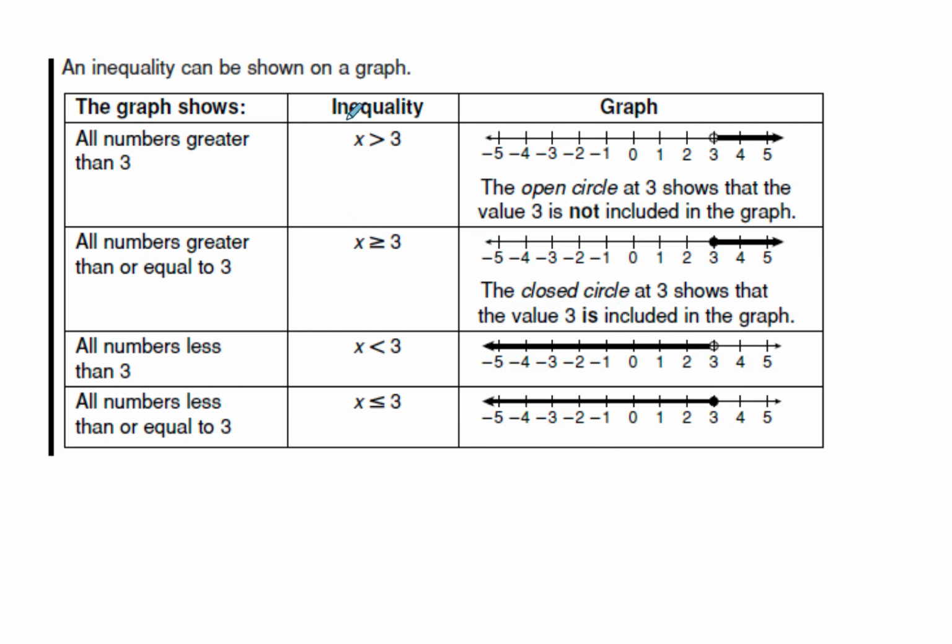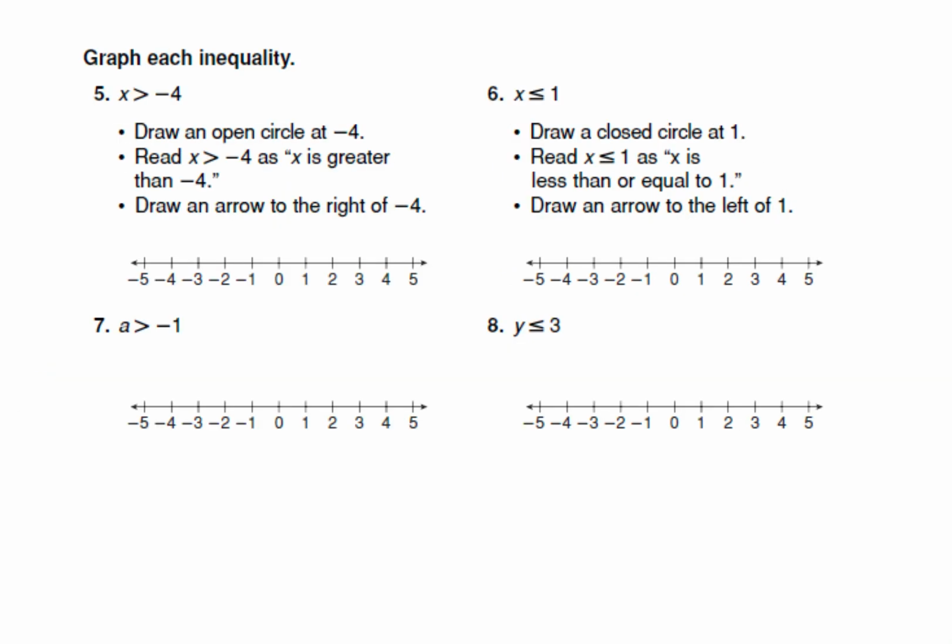If the variable comes first, that inequality symbol points the way that you're shading. So here the point is going to the right, we're shading to the right. Here the point is going to the left, we're shading to the left. That only works when the variable comes first. If the variable comes second in the inequality statement, that trick does not work.